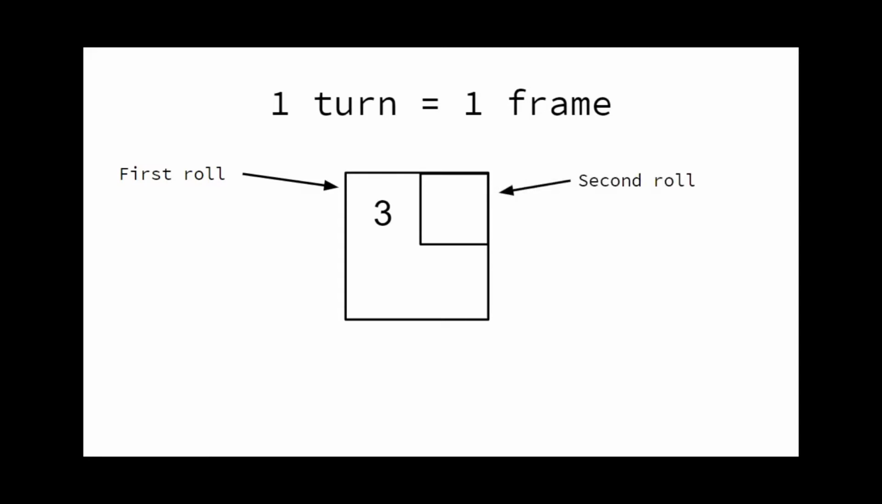My second roll would go in the upper right-hand corner. So let's pretend I take my second roll. I knock down 6 more pins, so that 6 goes in the upper right-hand corner. The game total for the entire game will go along the bottom of the frame. If this was my first frame in bowling, my score would be 9 because 3 plus 6 equals 9. That game total will end up being for the whole game, not just for the frame.